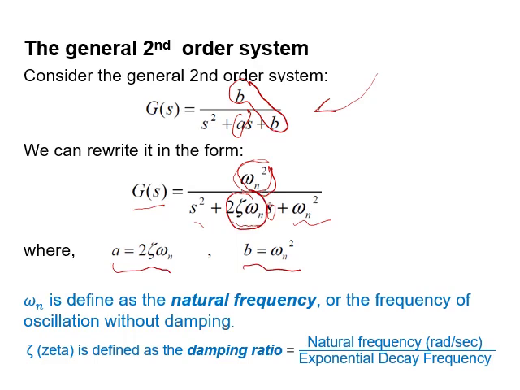Omega n is defined as the natural frequency, or the frequency of oscillation. We remember the response something like this. So there is oscillation, and the frequency of this oscillation is known as the natural frequency, omega n. And zeta is defined as the damping ratio. This zeta is the damping ratio: how the response is damped toward the steady state response.